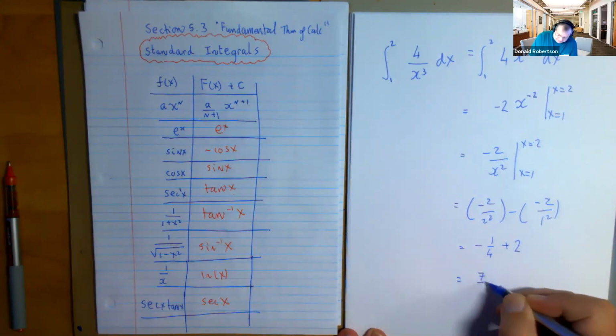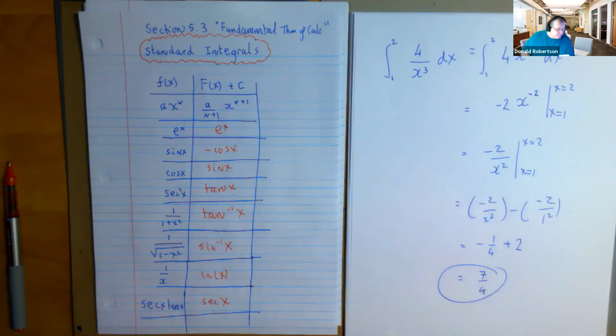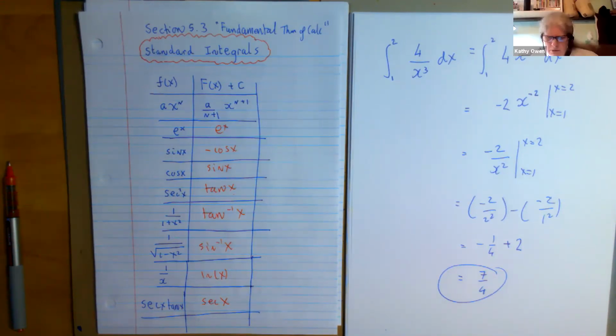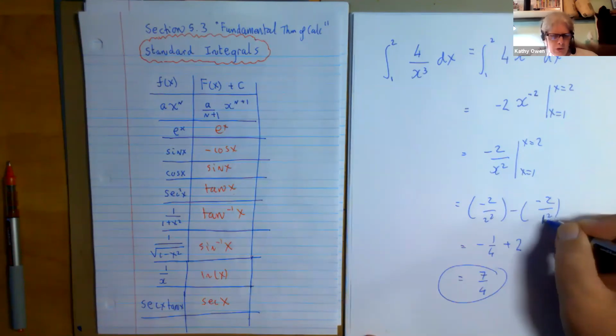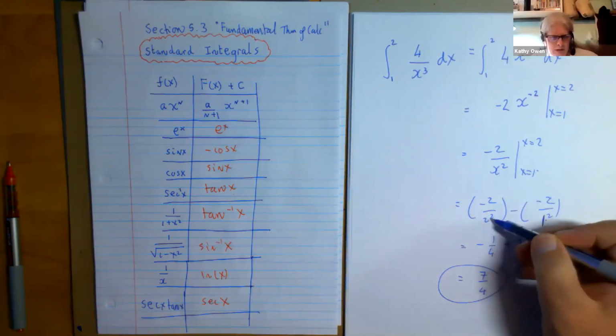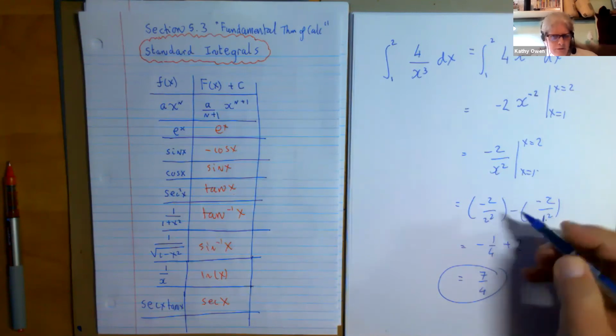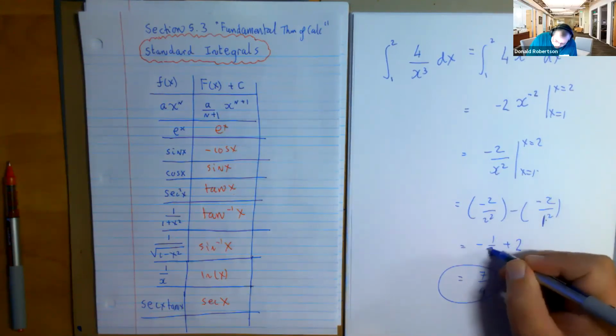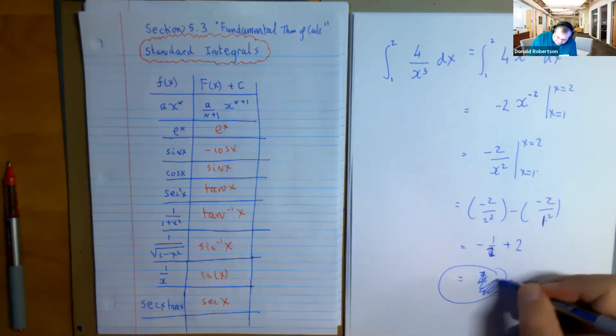So I believe eventually the answer is +7/4. Got a nod, so I must have done it right. -2 over 2 squared? No, 1/2. It's 1 squared. No, the first one. -2 over 2 squared. Isn't that 1/2? Whoa. Darn it.